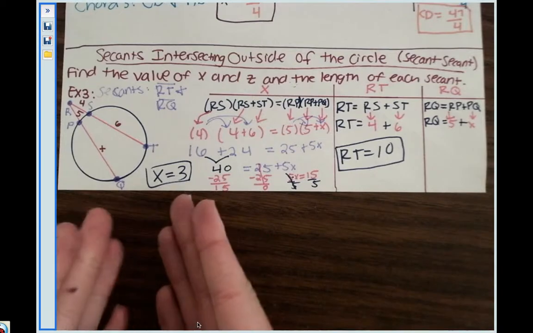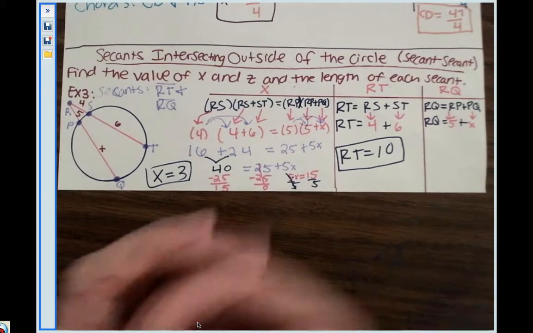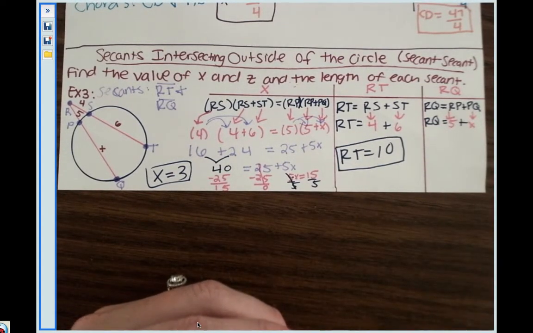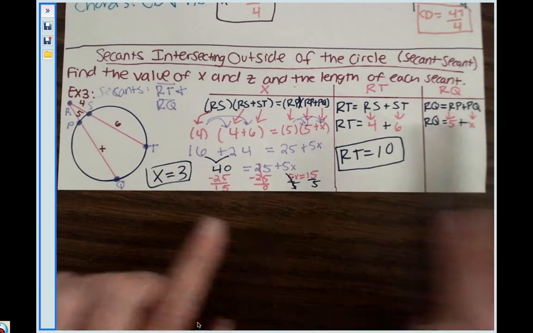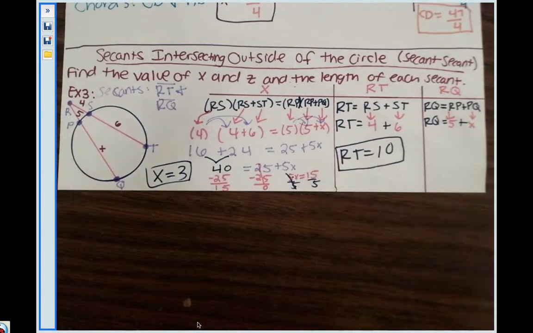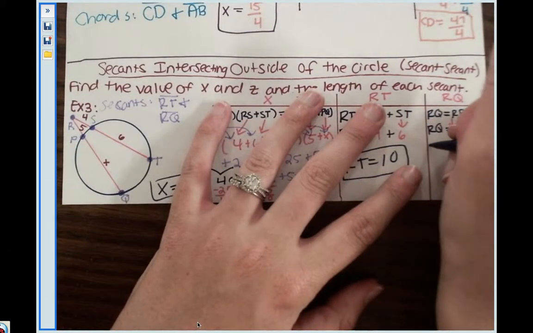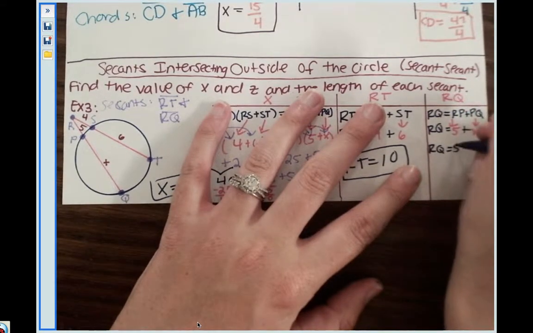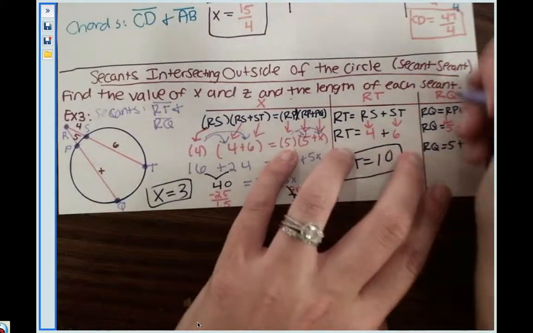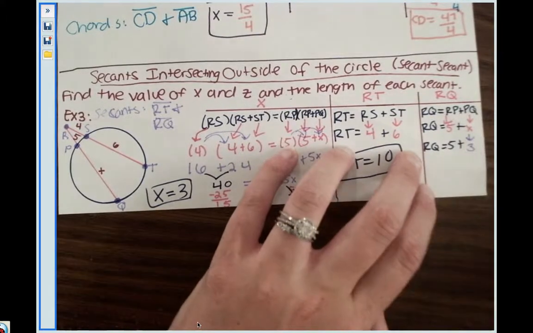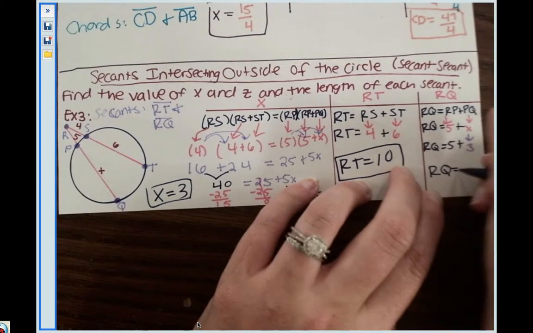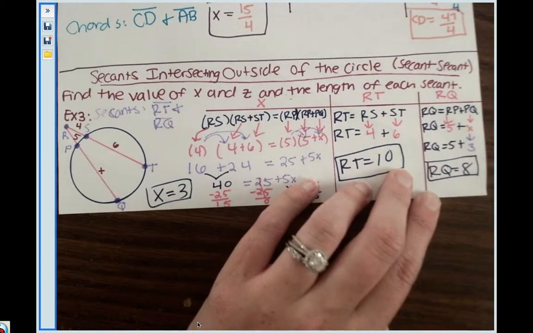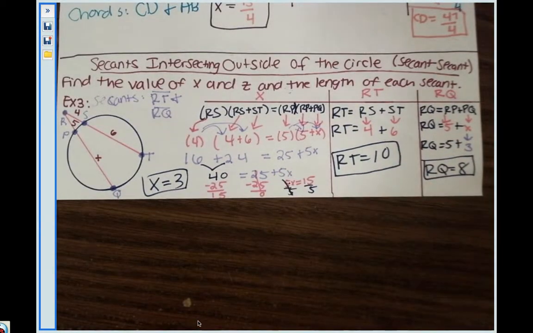All right, and now that I know that X is 3, what can I do with 3 to find RQ? I can substitute that bad boy in. So I'm going to replace X with 3. It will transform into a 3. So I'm going to have RQ equals 5 plus X, which is now 3. All right, and guess what, you guys? 5 plus 3 is 8. Oh, man. That's how we do it, you guys. Nice job. Nice job.